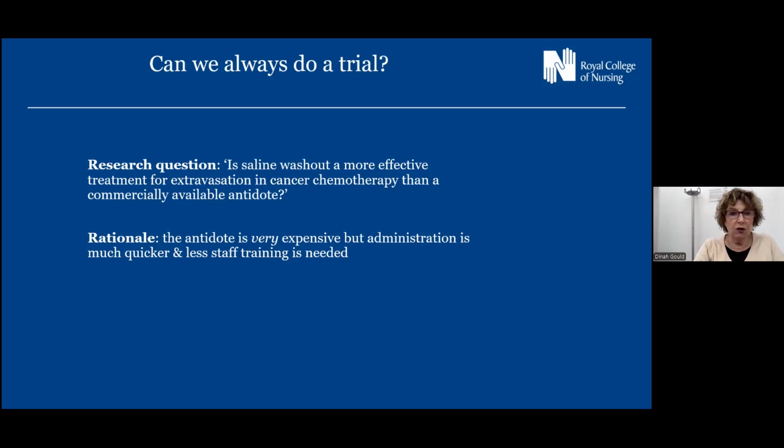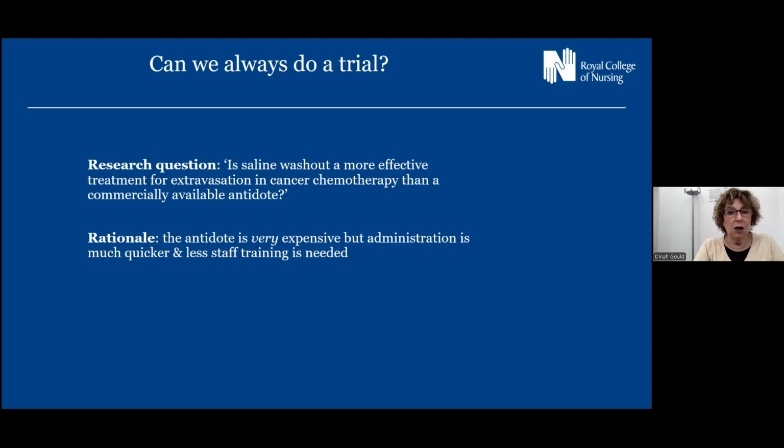And the research question that she wanted to pose was, is a saline washout more effective treatment for extravasation in cancer chemotherapy than a commercially available antidote? You may be aware that extravasation occurs when the fluid that's being used to treat the cancer, the chemotherapy fluid, seeps out of the intravascular line and seeps into the tissues and is extremely damaging. So you can't leave it there because the limb that it's going into, the tissues would be extremely badly damaged and might even be lost, might get necrosis there.